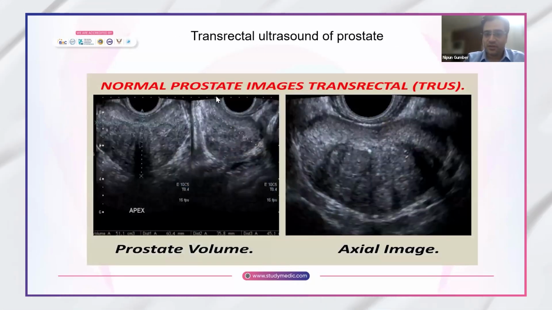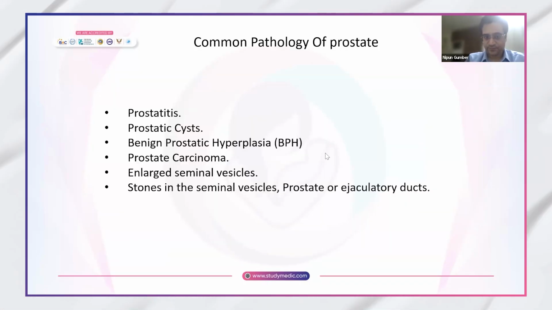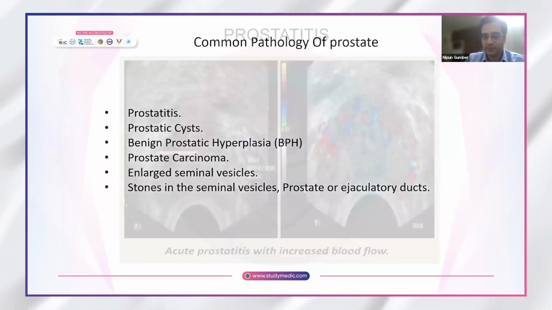So these are the normal images. Here you can see this is the axial view and this is the sagittal view, and you can calculate the volume of the prostate. So now let's discuss in brief some of the pathologies of the prostate. Most commonly are BPH, benign prostatic hyperplasia, prostatic carcinoma, prostatitis, prostatic cyst, and lastly seminal vesicle stones, or stones in the prostate or ejaculatory ducts.